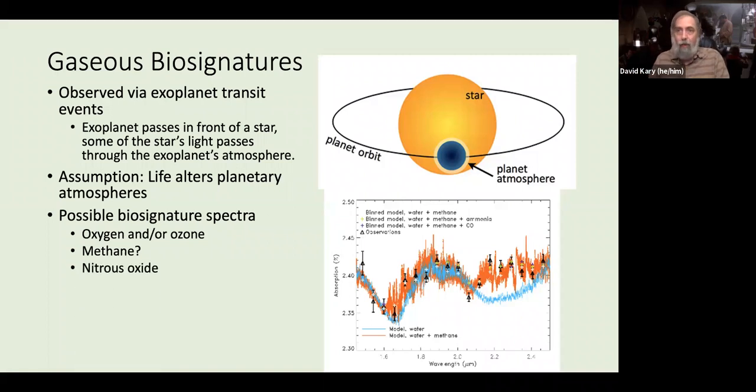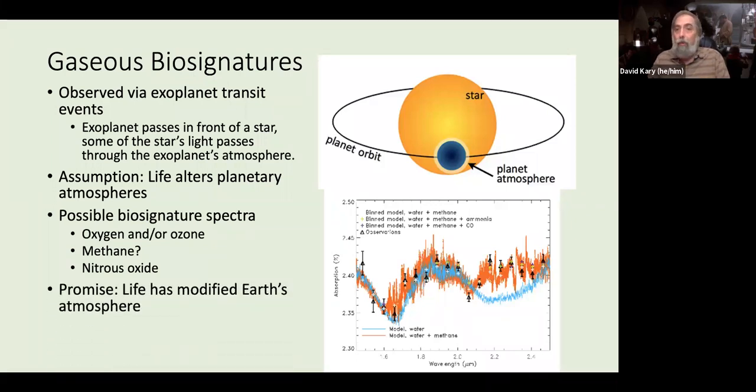Nitrous oxide is another one. And I'll say I could extend this list a lot further. I'm not going to, but there's a lot of different things that people have proposed. With most of them, you have to say yes, but it depends on what else is there as well. But these are the kinds of things we look for. But we have the technology to do this now. So people are searching for these gases in exoplanet atmospheres now.